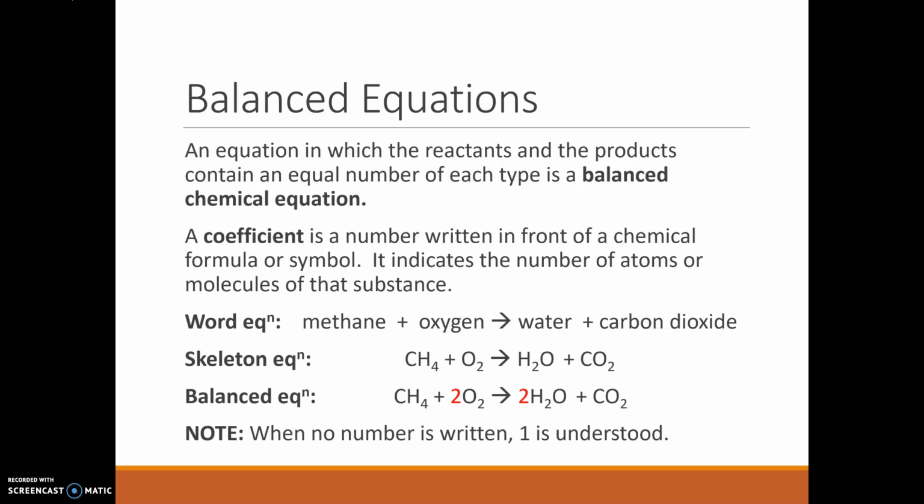An equation in which the reactants and the products contain an equal number of each type is a balanced chemical equation. A coefficient is a number written in front of a chemical formula or symbol. It indicates the number of atoms or molecules of that substance. So what we're doing is we're taking skeleton equations, okay, and we're balancing them. We're putting coefficients out in front, and we're working on balancing both sides of this arrow. When there's no number written, so for example right here or on the C, 1 is understood.